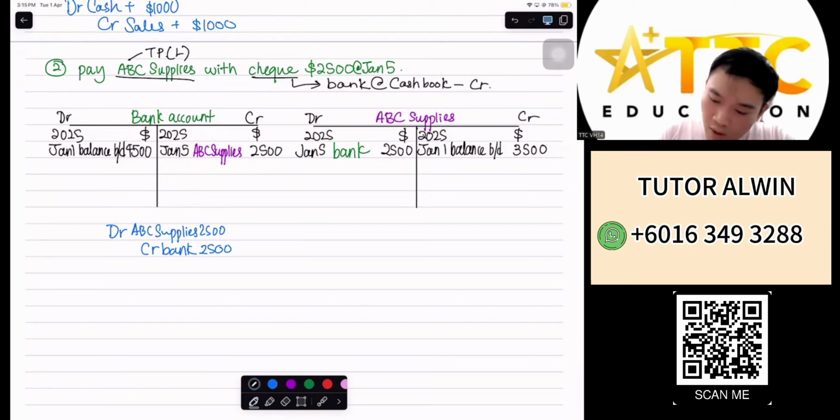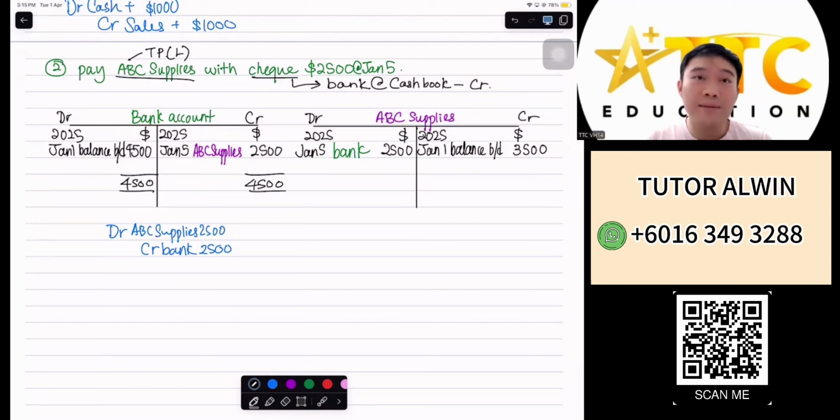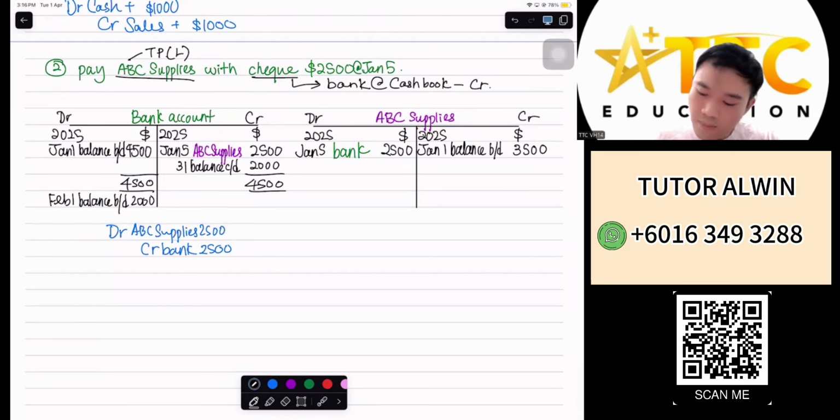So bank account, which side is bigger? The debit side is bigger. So we close the account with the side that has the bigger amount as the amount in both sides. So money has gone out 2005. So how much money is left in the bank account? So we have a balance of 2000 at the end of the month of January. Balance carried down, and then you bring it to tomorrow, as in the next month, the first day, we'll have a balance brought down 2000.